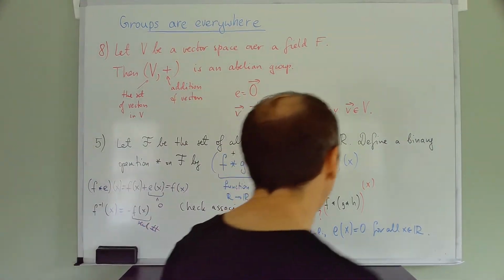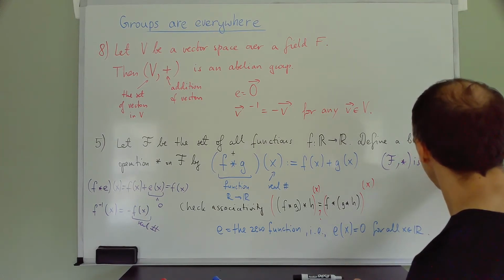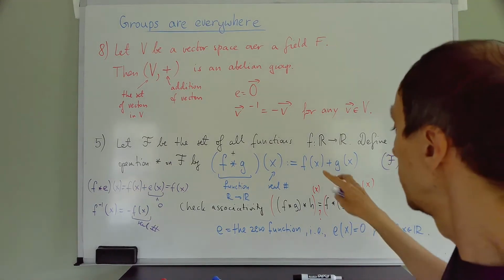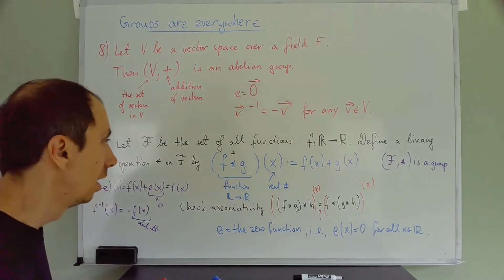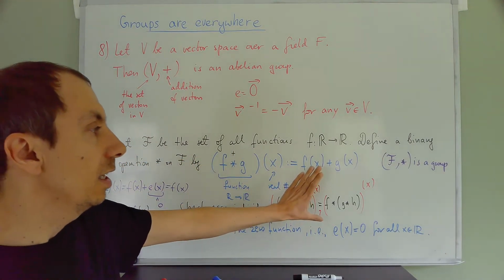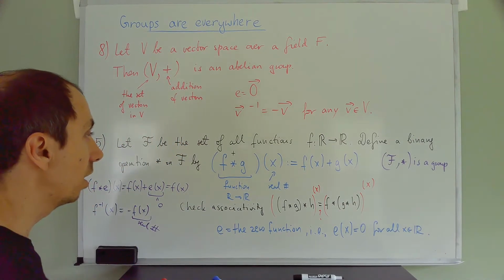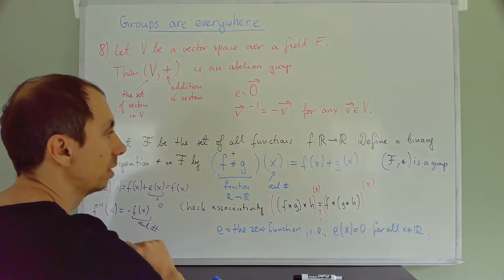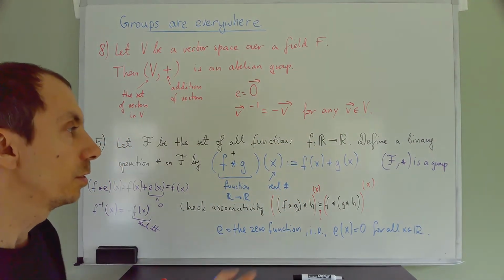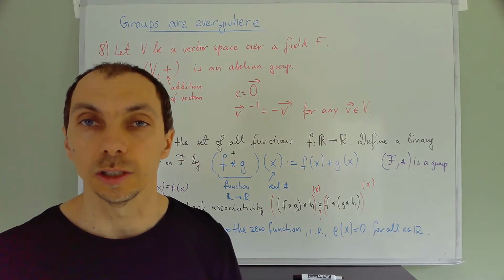So this is a group. F with star is a group. Again, an abelian group, because addition in the real numbers is commutative. And now you see that this gives you a possibility of building a lot of such examples, because it doesn't have to be the real numbers here, it could be the complex numbers. This also doesn't have to be the real numbers. You can manipulate the domain and the codomain quite a lot here.